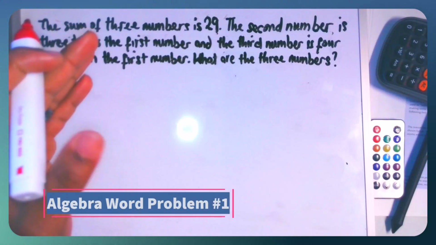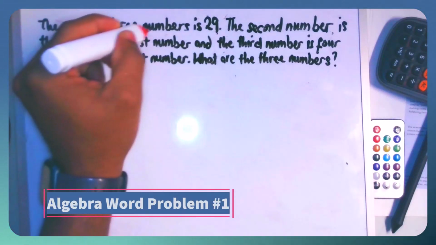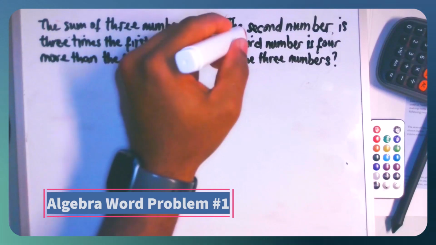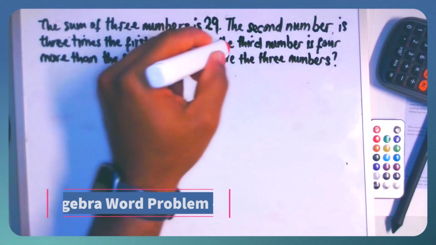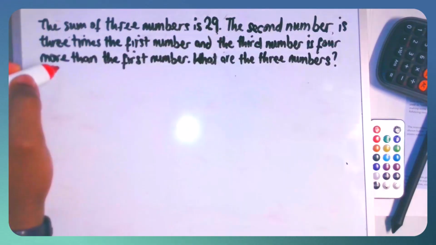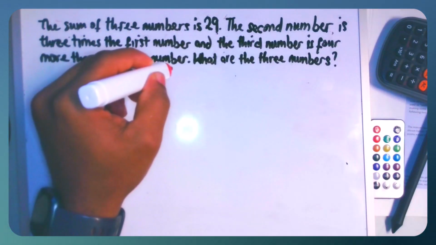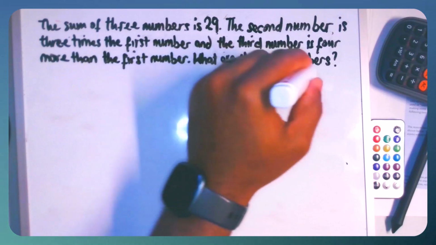In here, we're given a question that says the sum of three numbers is 29. The second number is 3 times the first number, and the third number is 4 more than the first number. Now, what are the three numbers?